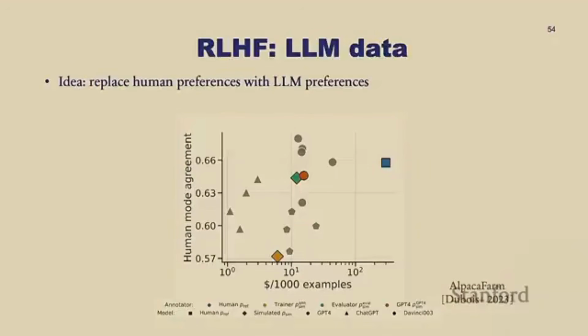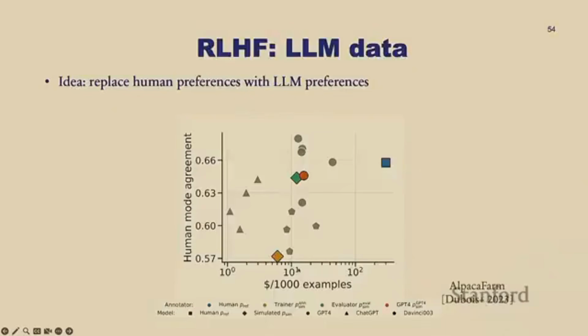So what we did last year, again the same thing as Alpaca, is the idea that, well, there are challenges with humans, so maybe we can just replace them with LLMs. So what we did is simply replace, oh, I'm just realizing that the slides are not centered. Anyways, you replace human preferences with LLM preferences.